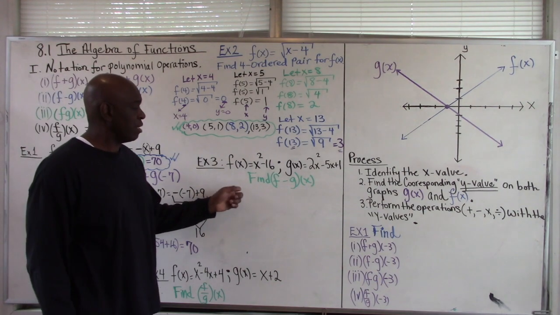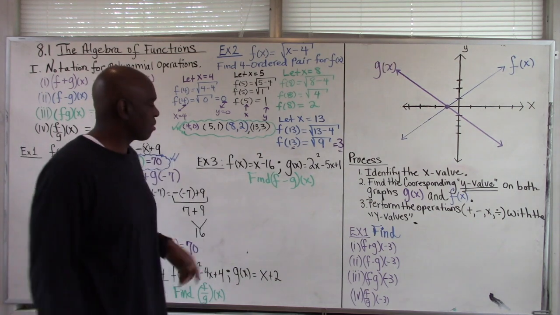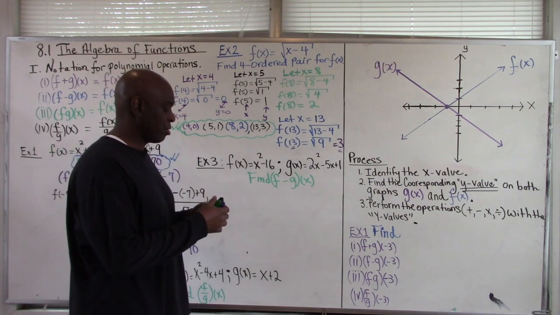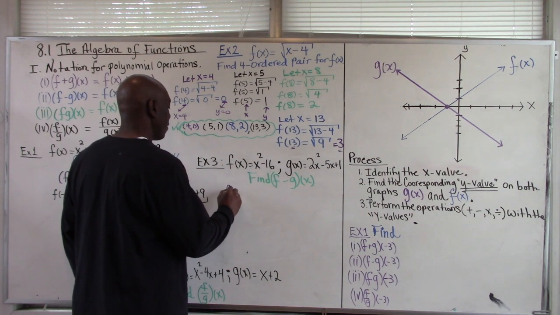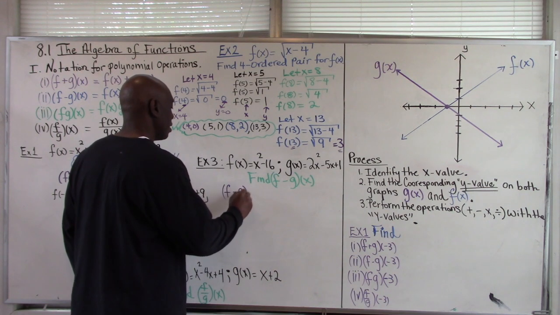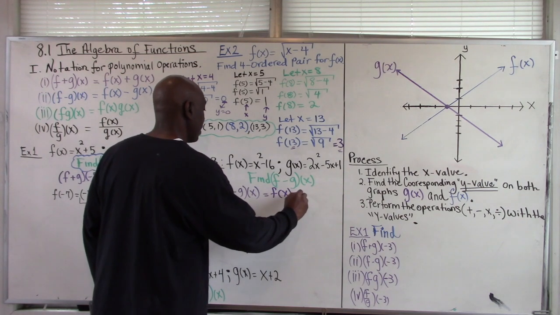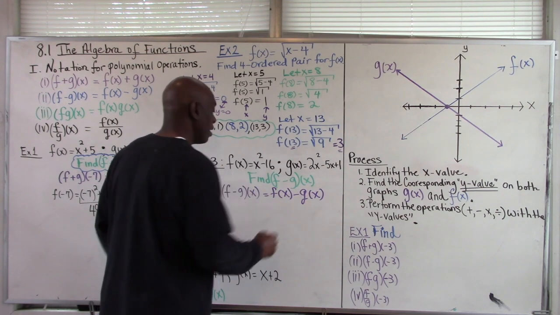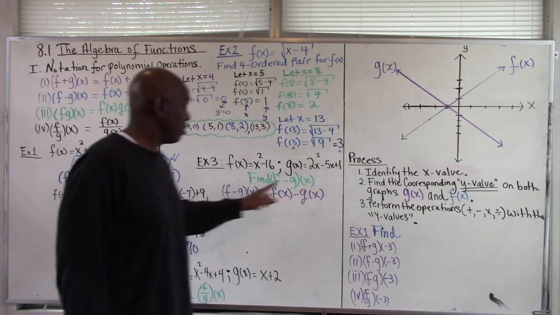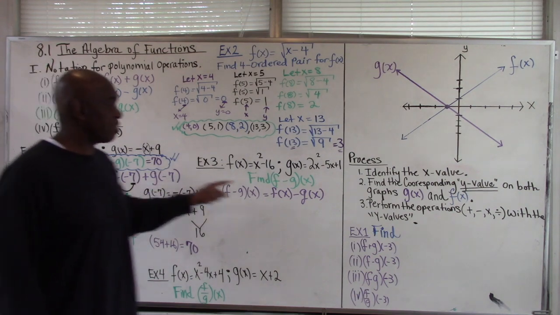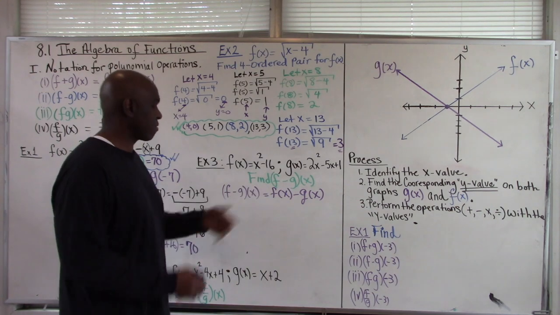All right. Example number 3. Now I want f minus g of x. Okay. So let me rewrite it. So f minus g of x is the same as f of x minus g of x. And notice this time the x is just x. There's no value right here. It's not like we did over here. That was -7. This is just x. Do not evaluate at any value. Just leave it as x.